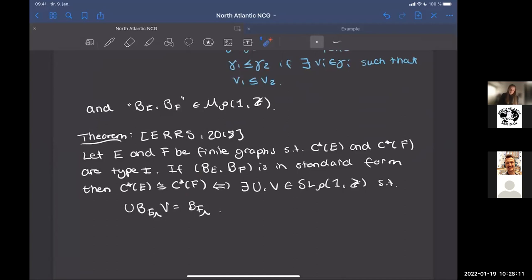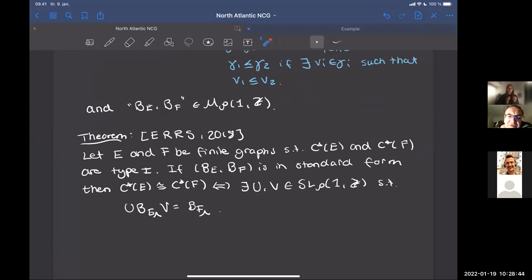I should also mention that in the result in this paper from 2018, they have stable isomorphism. But then in a paper a couple of years after that, they showed that for these type one graphs, for which this is in standard form, stable isomorphism and isomorphism are actually equivalent. So that's why I changed it here.